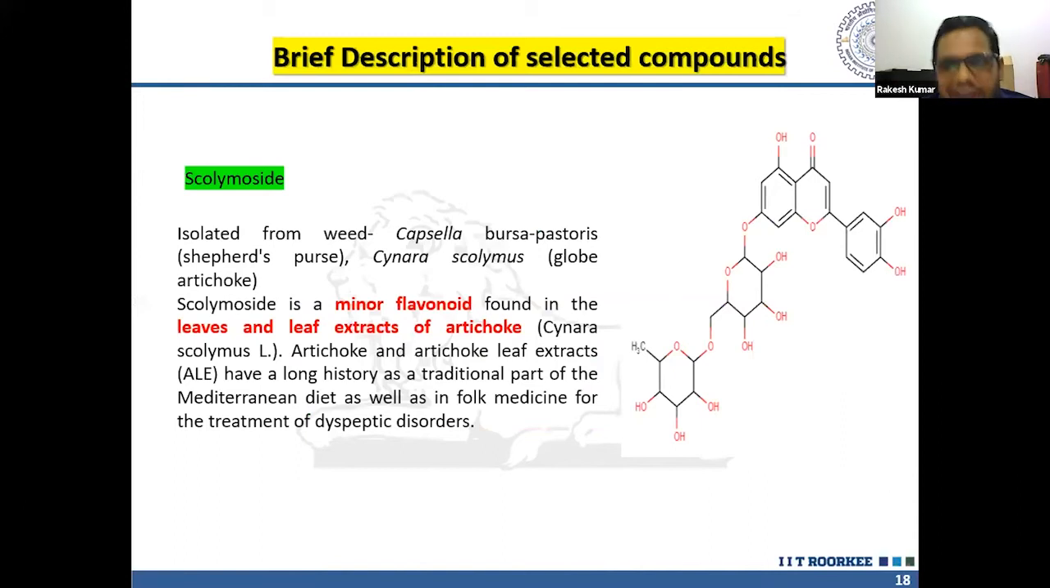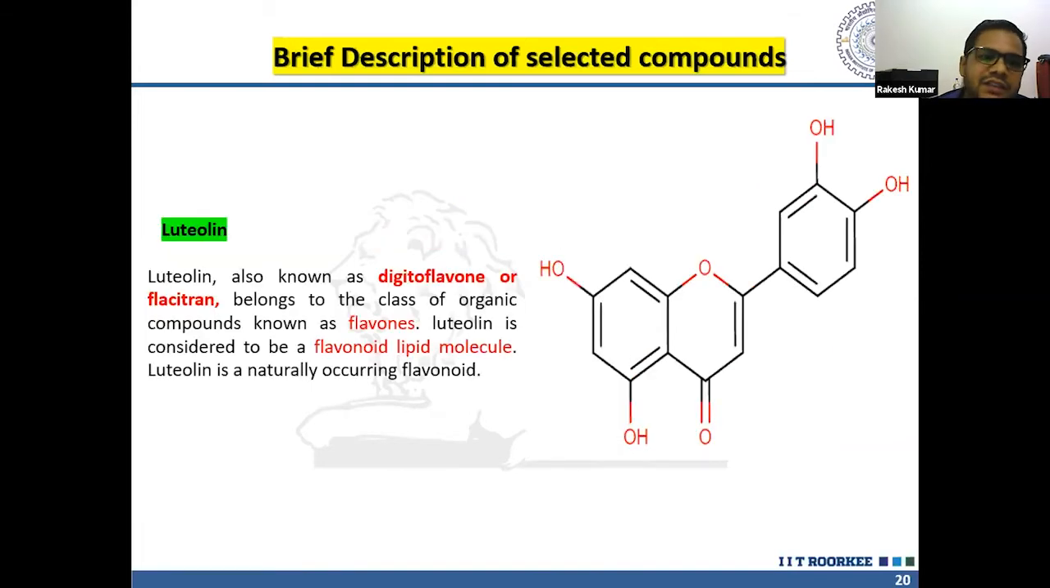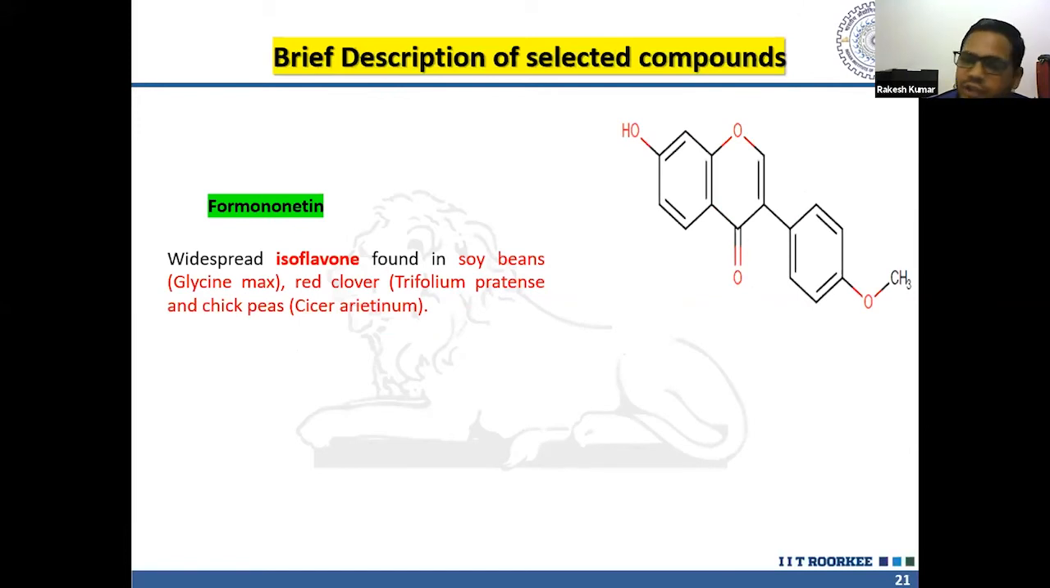So when I searched those compounds, what are those compounds and how can we get them for further study? The scolimoside, I found, is isolated from the weed Capsella, commonly known as shepherd's purse. It is a minor flavonol extracted from the leaf extract of artichoke. Also the picrocrocin, which is from saffron, is a monoterpene glycoside. Luteolin again is a flavonol, and hormonectin is also an isoflavonol.